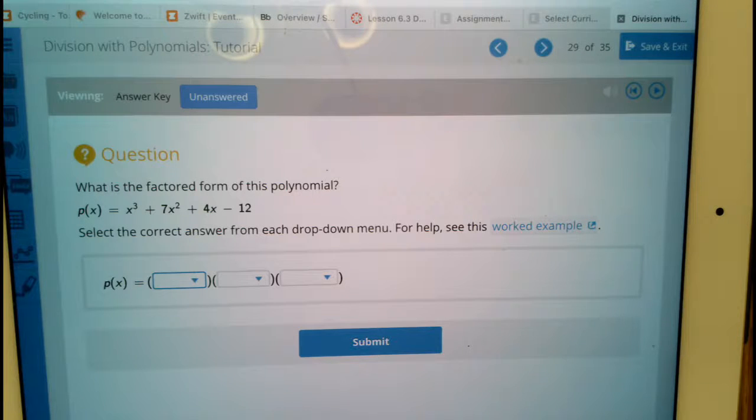So this problem is on page 29 in the tutorial, and I wanted to show you the picture on my iPad so you can get an idea of it. It's a little bit weird of a problem, because it says, what is the factored form of the polynomial, and if you try to factor by grouping, which would be your inclination, you can't. It doesn't work out. So we need to come up with a different way.